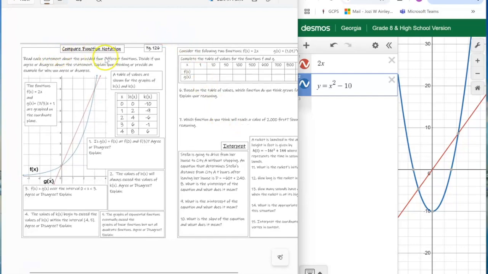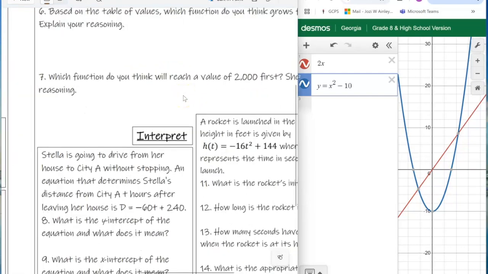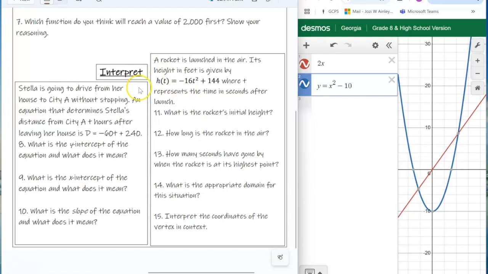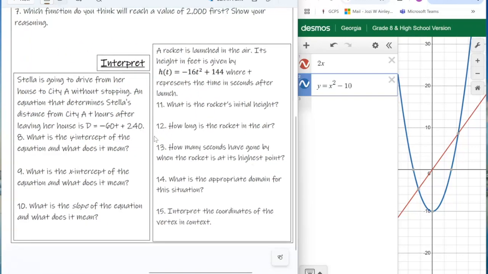All right, so since we're comparing function notation, I thought we might as well go ahead and interpret and compare some interpretation of function notation. So I'm going to do these two problems and then you're going to jump right into your practice problems.